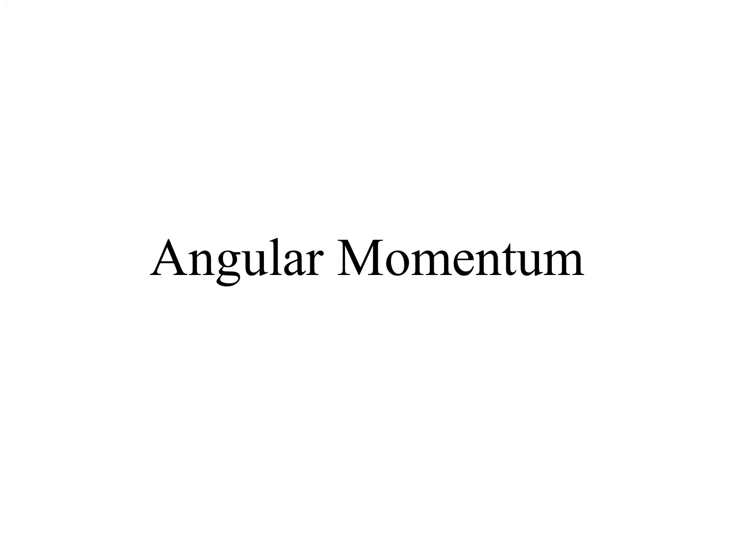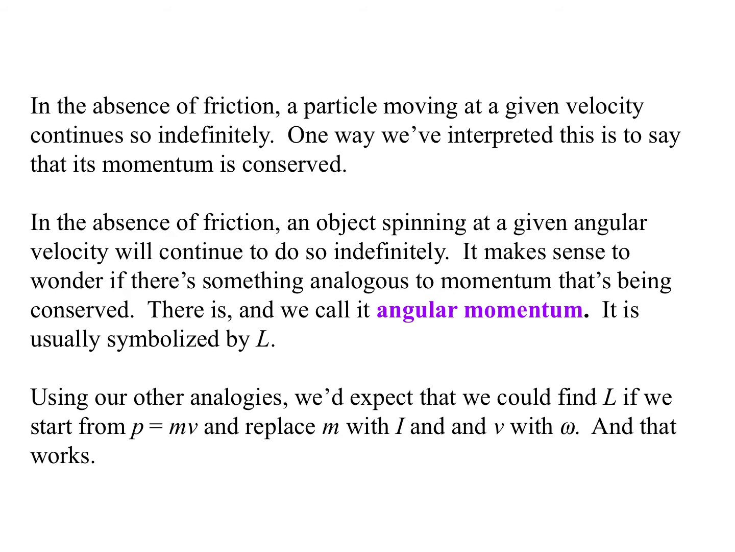The last thing we do in our treatment of rotations is something called angular momentum, which might remind you of momentum we've already talked about, which is now called linear momentum. In the absence of friction, a particle moving at a given velocity continues so indefinitely. One way that we've interpreted this is to say that its momentum is conserved.